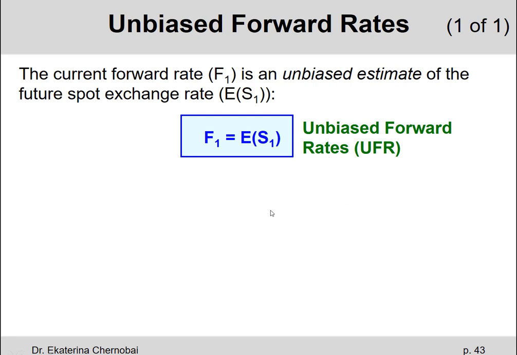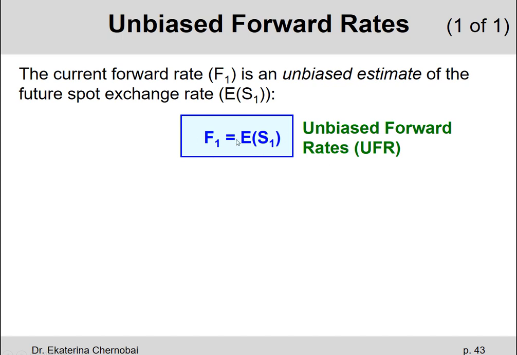Unbiased forward rates. I have one slide on this little topic. If you think about what the 1-year forward rate is, that's the exchange rate that people would want to lock in today that they would use in 1 year to exchange one currency into another. It probably makes sense to say that the 1-year forward rate is nothing but what investors expect the actual spot exchange rate in 1 year to be. So F1 equals expected S1, and that's known as the unbiased forward rates.